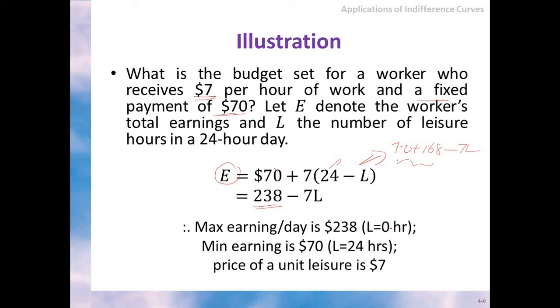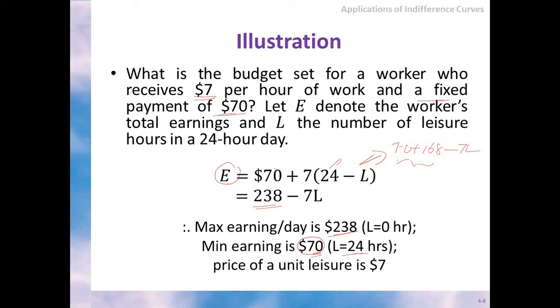If the leisure hours is 0, meaning you are working 24 hours, the maximum earning per day is $238. Minimum earning, however, is 70, because you have a fixed payment of 70. And this is if the leisure hours is 24. You are not working, leisure 24 hours, you still get this 70.